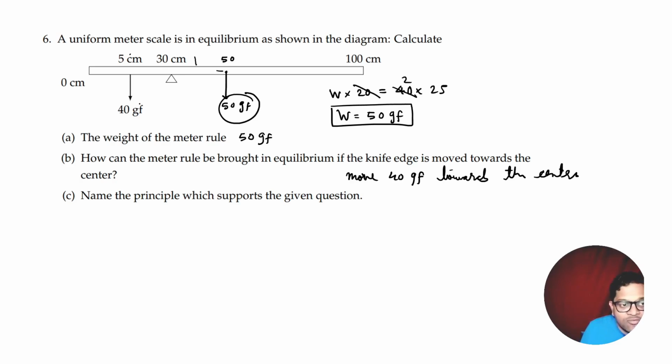If we have to move 40, we can't move 50 because the weight of the scale acts at the center. You can't change that. That's the center of mass. This 40 gram force has to move. When it moves here, this motion is correct. This motion is called moving towards the center. What will this motion be called? Moving away from the center. That's why we are using this language, move 40 gram force towards the center.